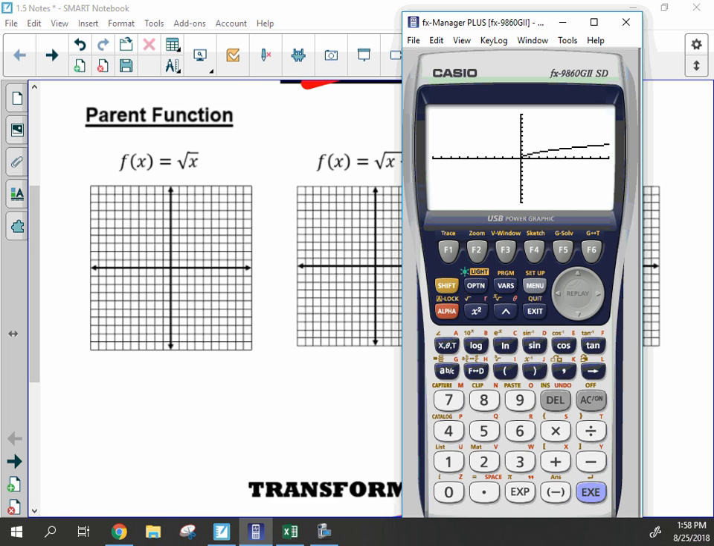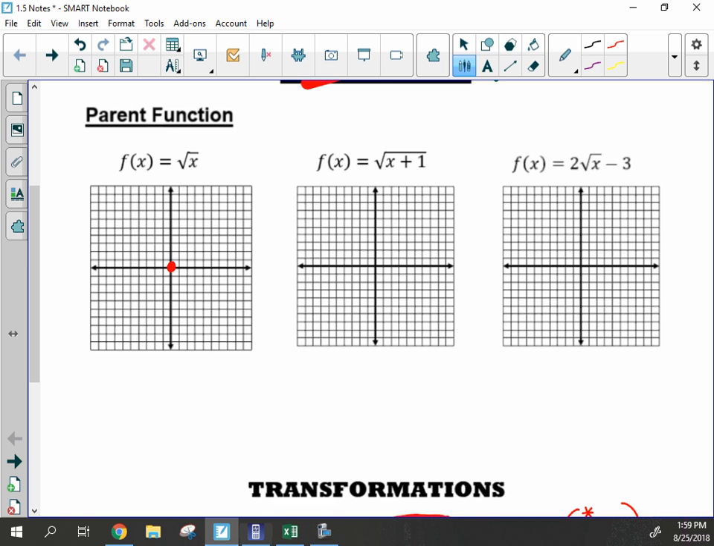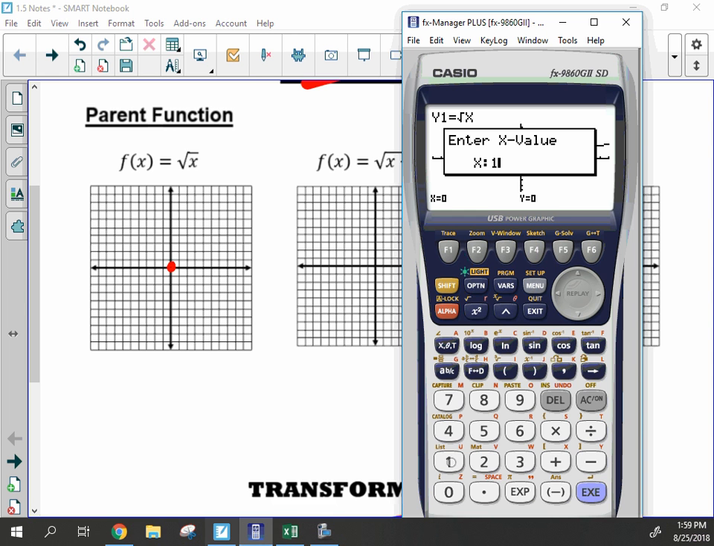So we can hit trace. Our first dot is at 0, 0. And remember that a lot of our parent functions pass through 0, 0. Then we go to 1, so it crosses at 1. Then we can go to 2. Now this is how I differ from some of the other teachers. Some teachers may have you estimate the 1.4 that you see right here on the bottom right of the calculator screen. I don't really care about decimals. I usually just go to the whole numbers.